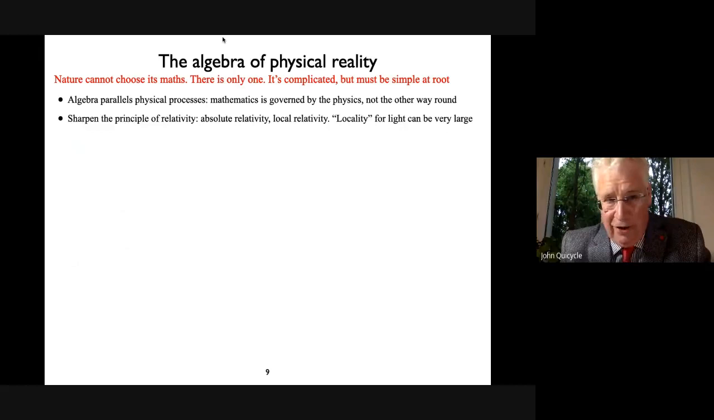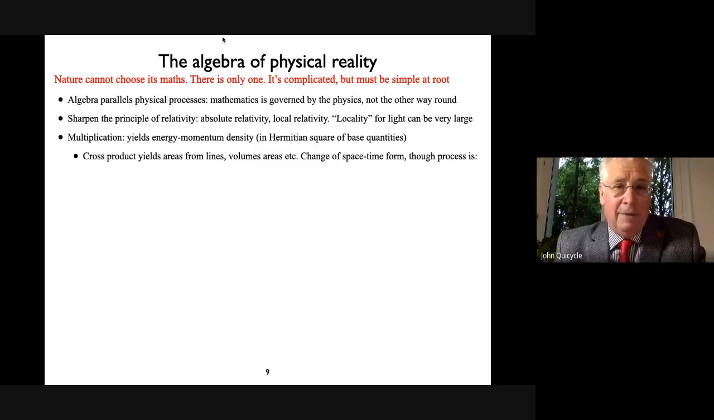So what's gone into the mass I'm going to talk about? How have we tried to sharpen it up? Well, one thing is I've sharpened up the principle of relativity. I call it absolute relativity, in that I'm not going to allow any quantity to appear unless it's accompanied by its proper, in the relativistic sense, relativistic element. And I'm going to talk about local relativity, but the locality for light can be extremely large. It can be universally large. Light speed transforms the entire size of the universe down to, well, of the order of a wavelength of the light. So depending on how short the wavelength of light is, that can be very small indeed.